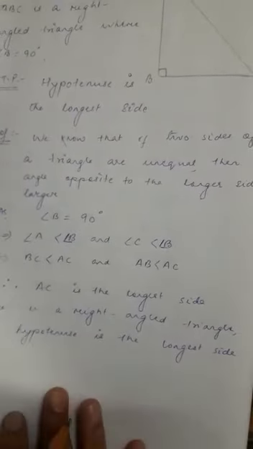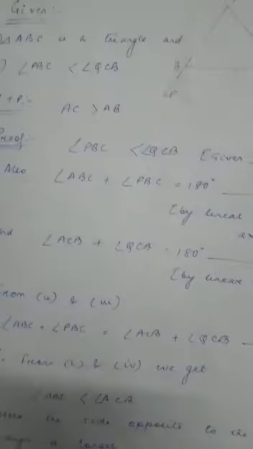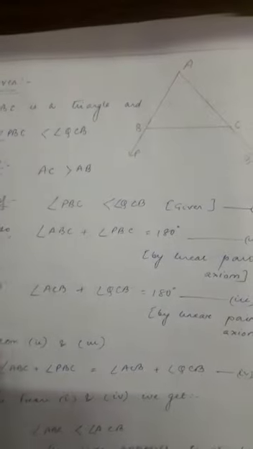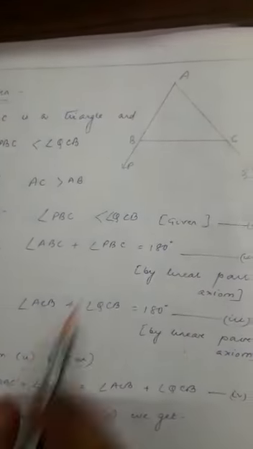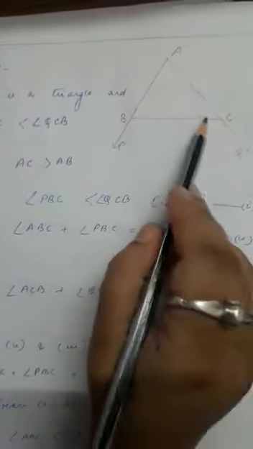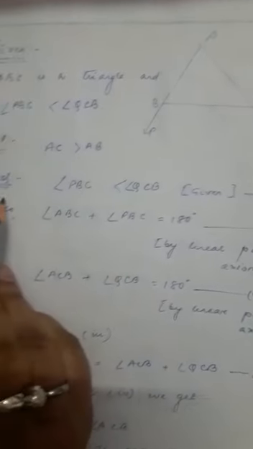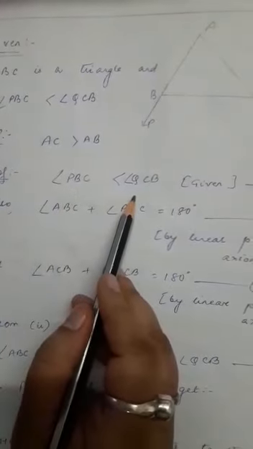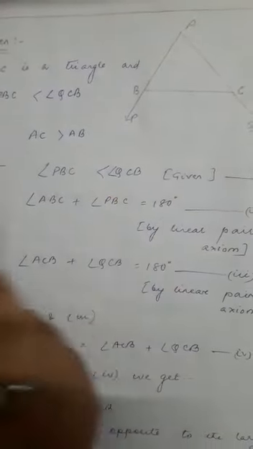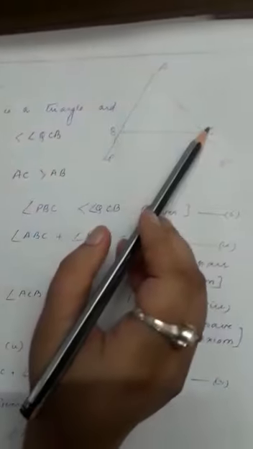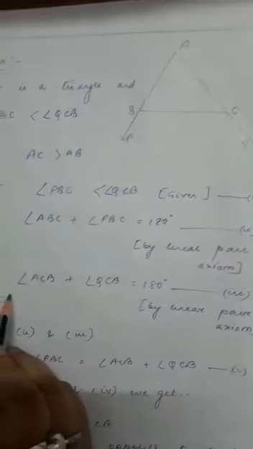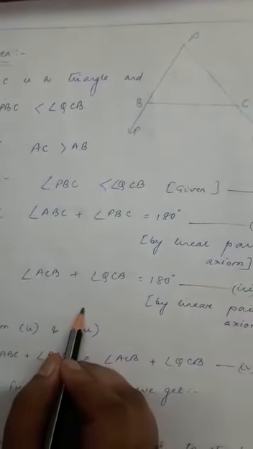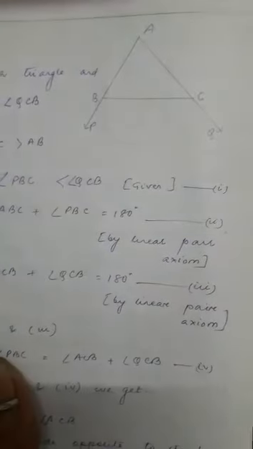Right? Okay. So now let's go to the second sum. In this sum, it is given that ABC is a triangle and angle PBC is less than angle QCB. So for the proof, angle PBC is less than angle QCB, it is given to us. Also, angle ABC plus angle PBC is equal to 180 degrees by the linear pair axiom. I keep this as equation number 2.